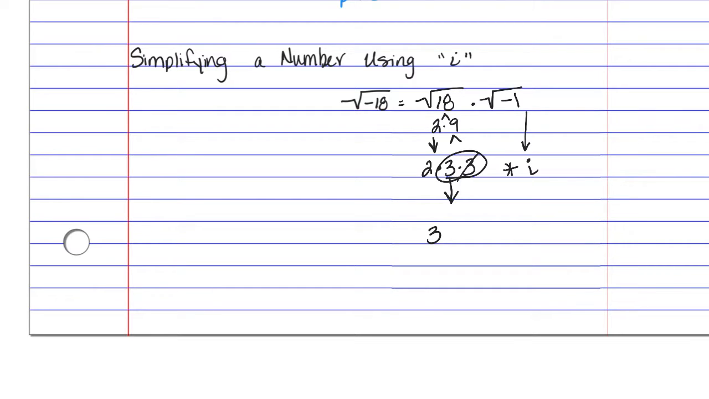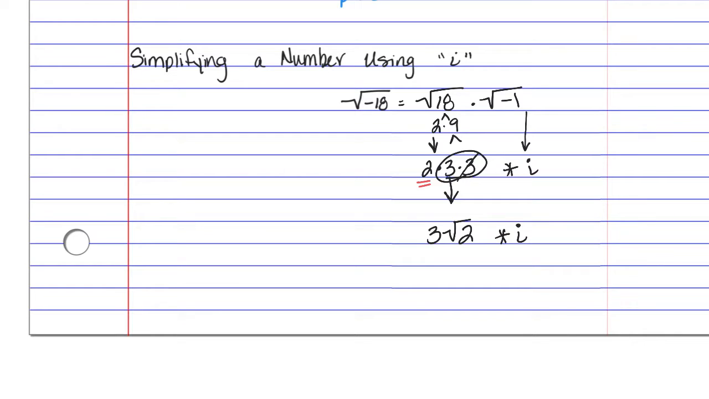And so when you have values left over, like 2 here, it doesn't have a twin, it's a standalone number. It does get left behind in the radical. So the square root of 18 reduces down to 3 times the square root of 2. And we also have to include our imaginary component.